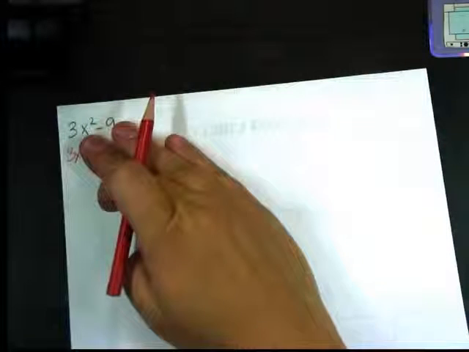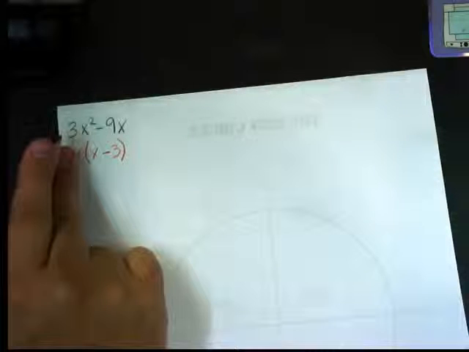Now when I look at this, I need to consider, can I factor 3x farther? No. And can I factor x minus 3 farther? No. In order to factor, you have to have powers. So if I don't have any powers, I can't do any more factoring. Okay. Example number 2.